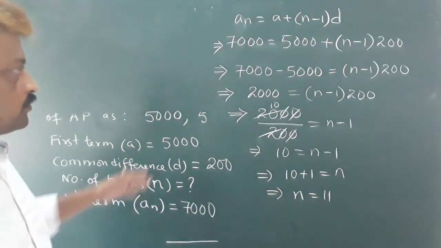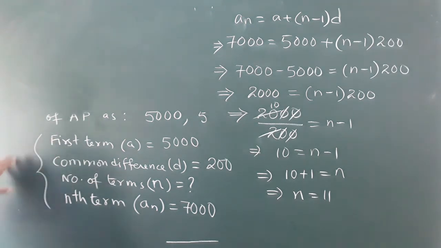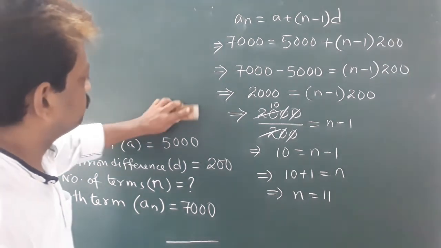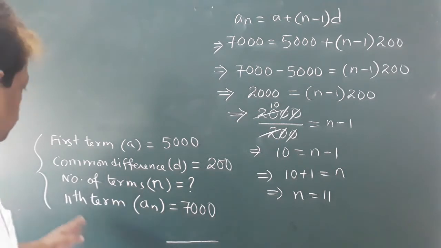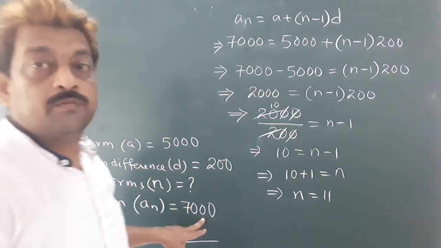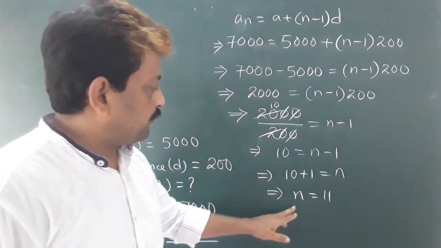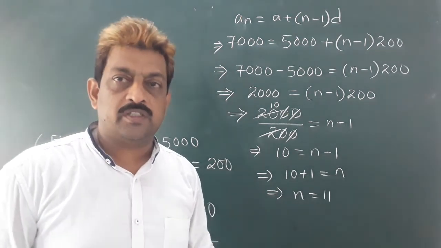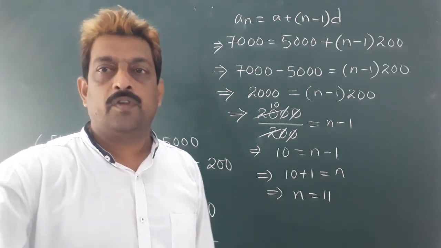Okay? Just go through this. Go through this also. These are the things which are given in the question. The first term is given, 5000. Common difference is 200. Number of terms we don't know, we have to calculate, and nth term, that is the last term, is given as 7000. So using the formula, we have got n equals to 11, that is, his income will reach rupees 7000 in the 11th year. Understood? Okay.